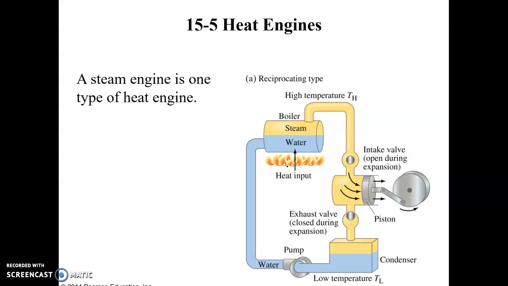So we have a heat input that heats up this water and turns it into steam. So here we have our high temperature that comes down here, and it causes the piston to move and causes this crank to turn and is used to do work in some way. But not 100% of the heat energy goes into doing work. We do still have some, well, it's still relatively hot, but compared to the temperature coming in, it's cool, okay?